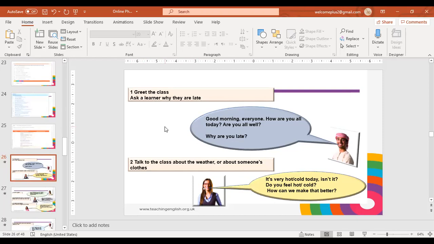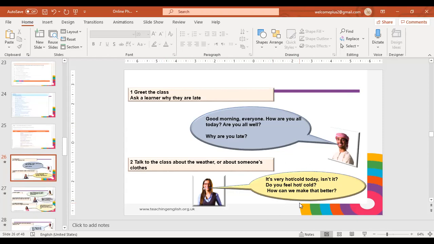Another example is to talk to the class about the weather or someone's clothes, like, "It's very hot today," or "It's very cold, isn't it? Do you feel hot? Do you feel cold? How can we make that better?" This is a really important question. It makes a real good connection between you as a teacher and your students, that you're feeling the same as them.